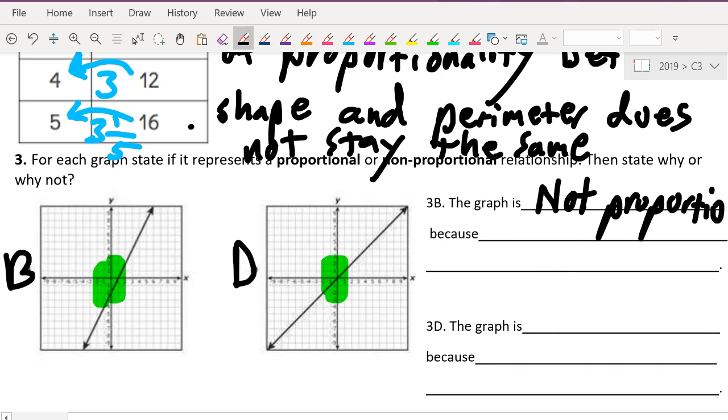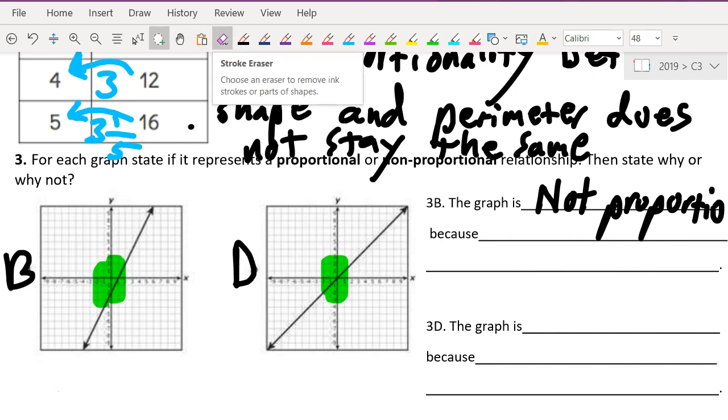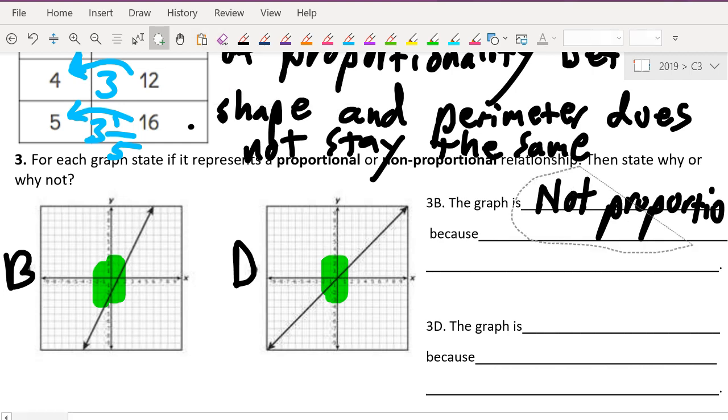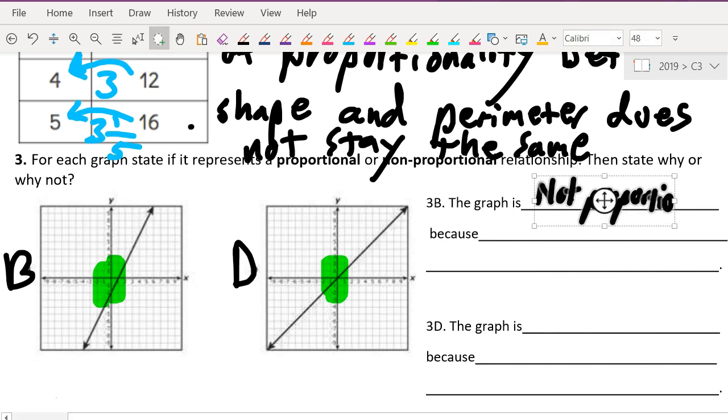Oh my gosh, I'm running out of room. Oh my goodness, what am I going to do? How about I just put a big knot? No, I'm going to shrink it using the magic lasso. The magic lasso. Not proportional. Don't you wish you could do that on your paper?